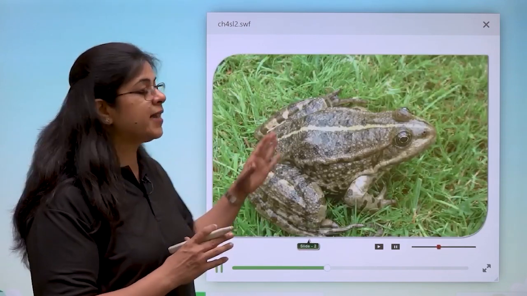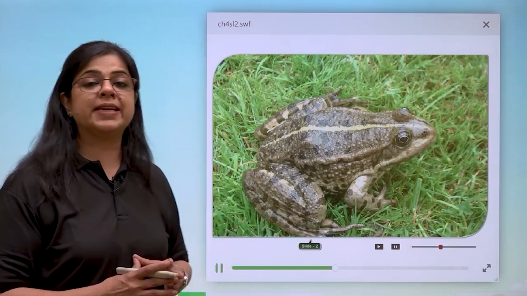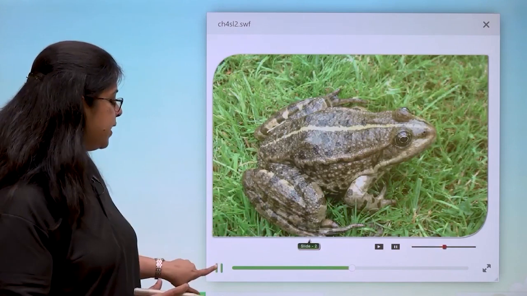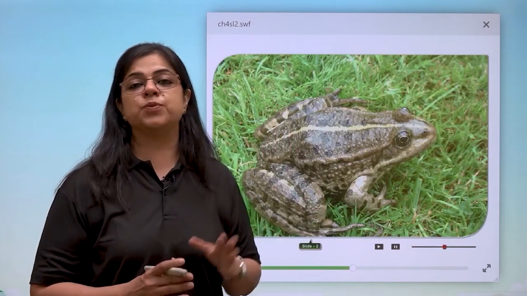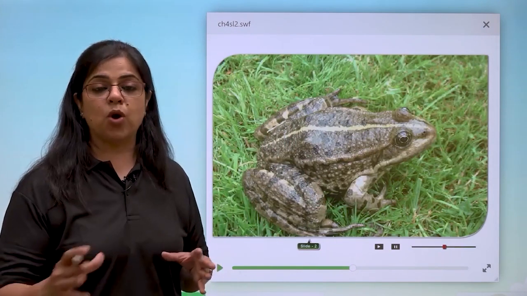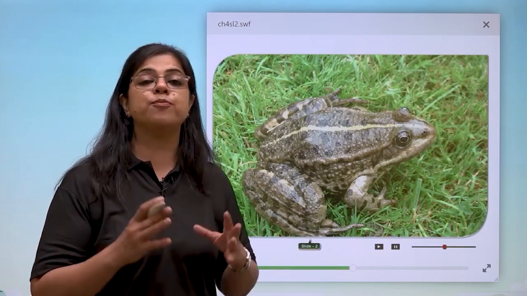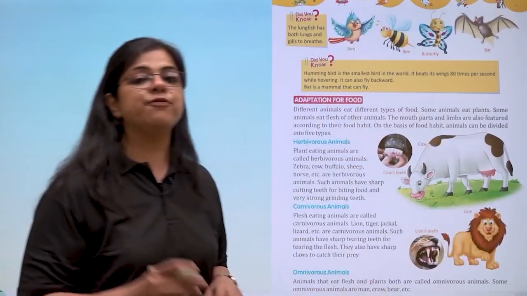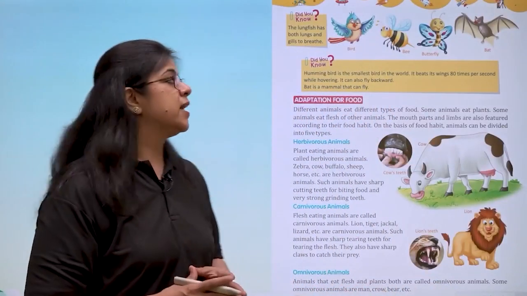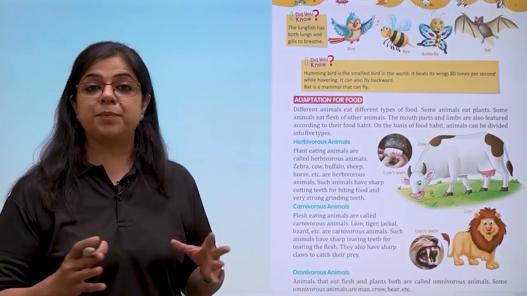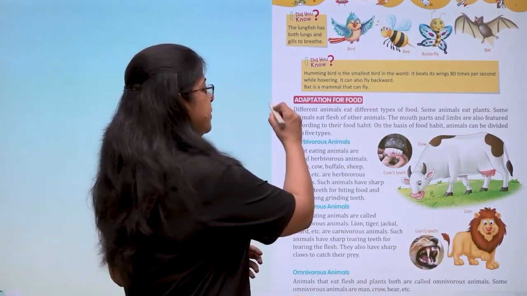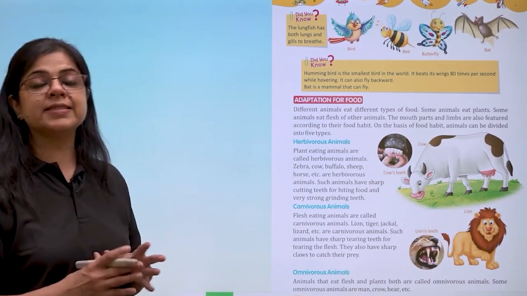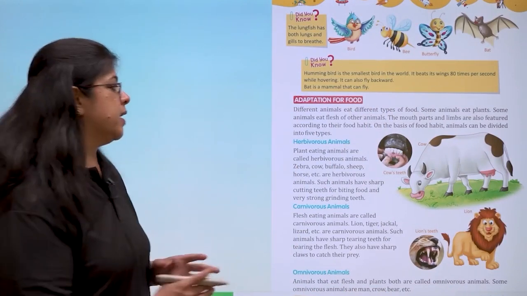A frog is an amphibian. That means it can survive both on land and in water. On land, a frog breathes with the help of lungs, and in water it breathes with the help of moist skin. So this is how aquatic animals have various adaptations. Now let us understand adaptation for food. Different animals have different feeding habits. Let us consider them one by one.